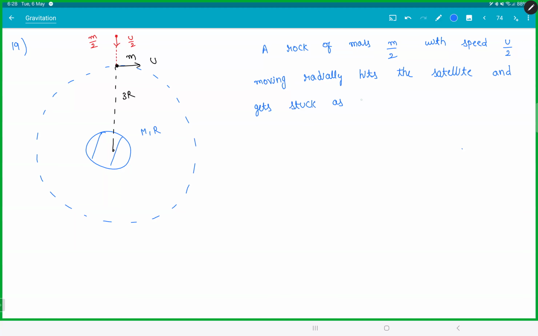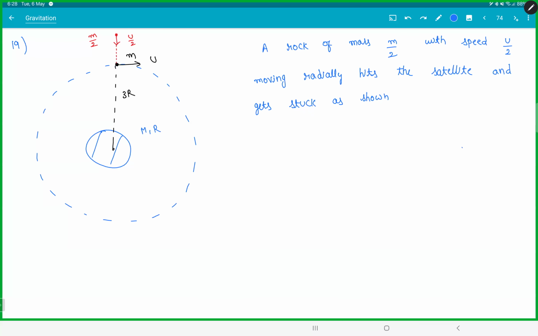I can even ask a question like this. The rock is coming with speed v. Find v if the satellite escapes to infinity after collision. Meaning the rock is hitting with such a high speed that after collision, this thing will just escape to infinity. That also could be a way of asking. So there are different ways of asking the same thing. So let's keep it simple here.